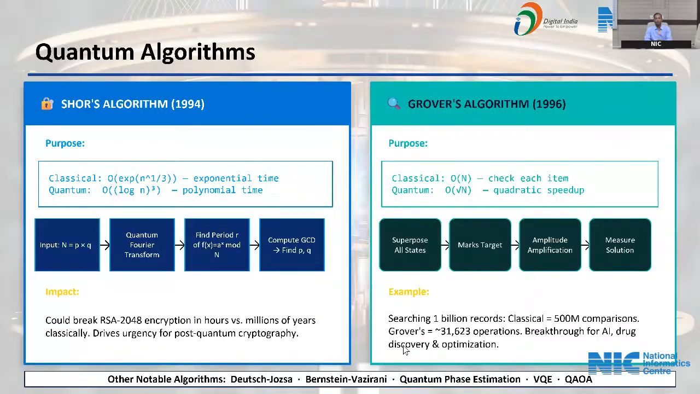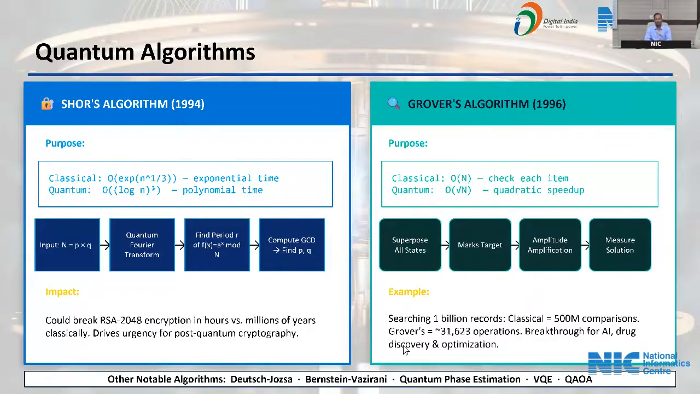And another one is Grover's algorithm. So the complexity is normal if it is classical, but it gets a quadratic speedup using quantum computing. So searching 1 billion records takes 500 million searches, comparisons. But when we use Grover's algorithm, it takes only 31,000 plus operations.